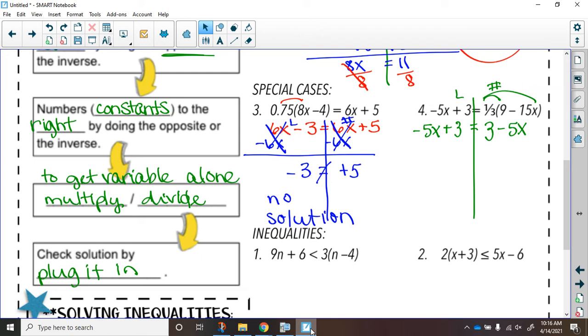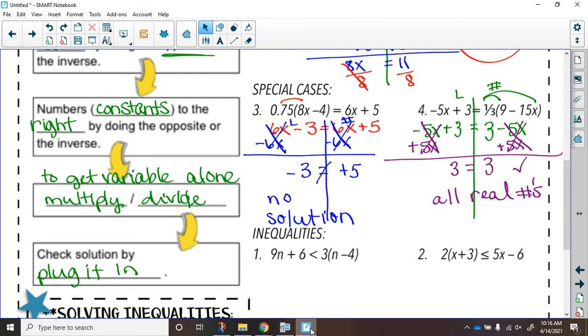So again, I need to move my letters to the left, so I'm going to add 5x to both sides. And we get +3 equals +3. 3 does equal 3, so this is a true statement, which means my answer is all real numbers. So the left has to equal the right in order for your solution to be all real numbers.